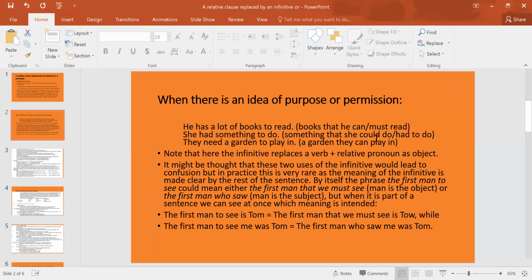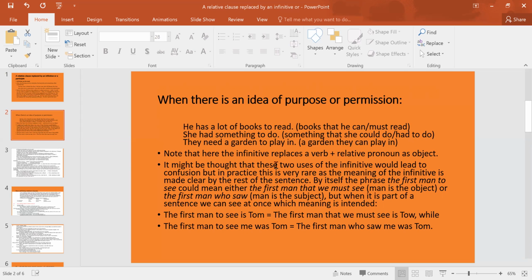So here we are not using defining relative clauses, of course, but we can deduce the defining relative clauses because here we can define them in this way: books that he can or must read. All right. Defining relative clauses, of course, define the preceding noun or a pronoun. So in this case, we are not using them, but we can still infer the defining relative clauses here.